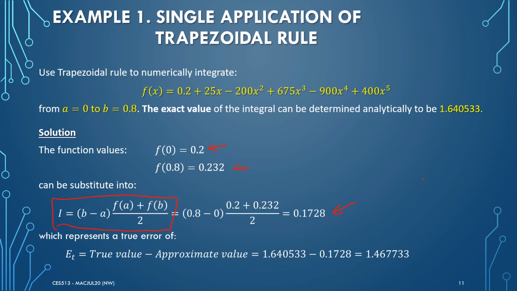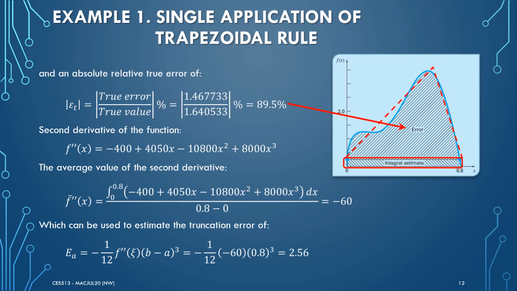Then we can calculate the true error, which is equal to the true value given from the question minus the approximate value that we calculated before. So the true error is equal to 1.467733. From there, we can determine the absolute relative true error, epsilon t, equal to the true error divided by the true value, and we will get 89.5% absolute relative true error.